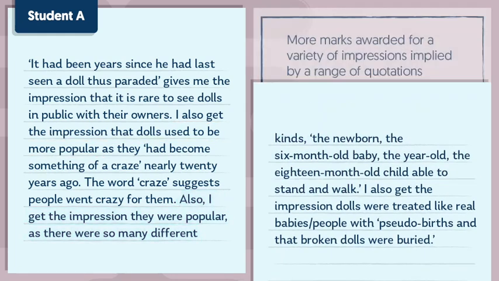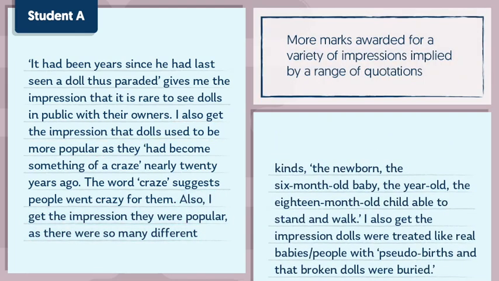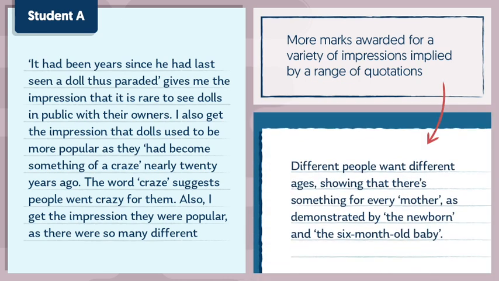More marks would be awarded for a variety of different and accurate impressions that are implied by a range of quotations. For example, student A should have thought about other reasons for there being a range of dolls. Different people want different ages, showing that there's something for every mother, as demonstrated by the newborn and the 6-month-old baby.